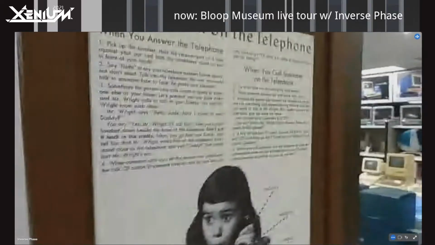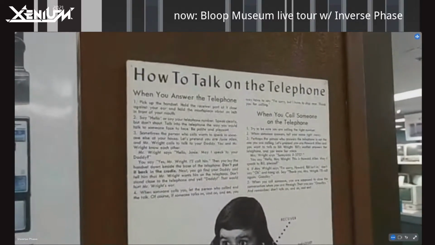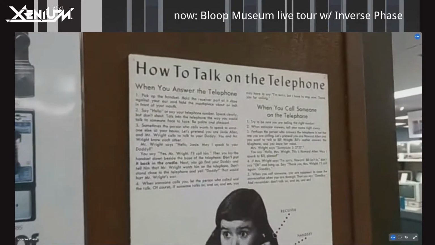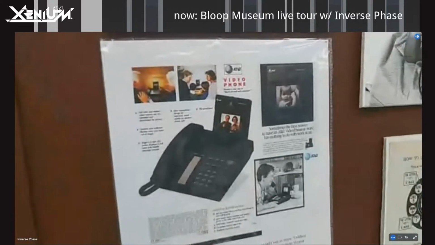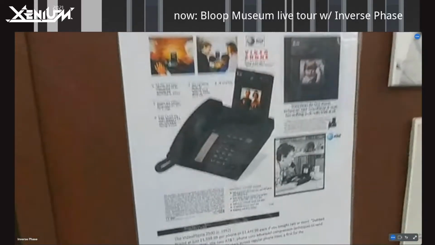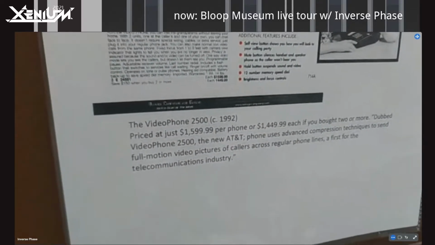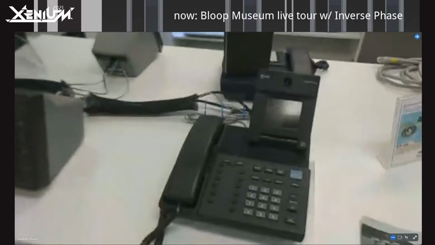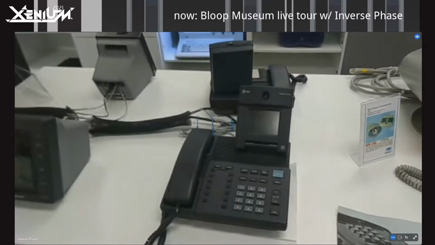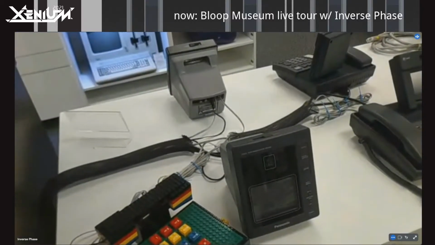We also have important information on how to talk on the telephone. I think that this might become useful again after the pandemic. And here's an advertisement for the video phone we were using. It turns out they're very cheap. Only $1,600 or $1,450 if you buy 2. But the coolest thing is that it works over standard copper, so the modem is in the phone, there's no internet connection required. That's from 1992. And these guys were actually from the 80s, 1988.